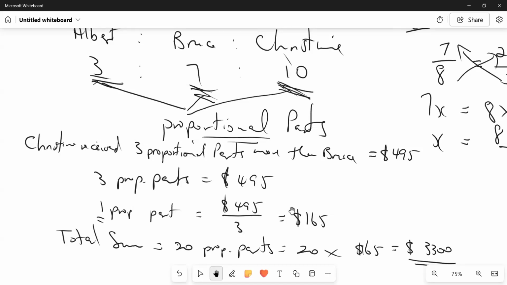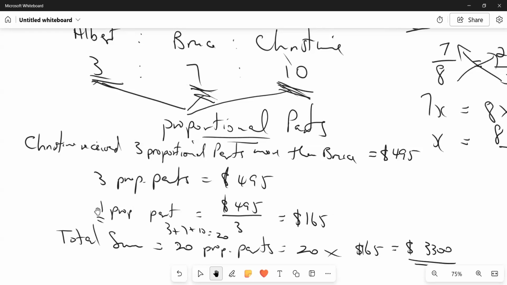So once you know how much is one proportional part, and there are 20 proportional parts in all, right? And you see where I got this 20 from? It's the 3 plus the 7 plus the 10, which is 20. And if one proportional part is $165, then 20 proportional parts will be 20 by 165.